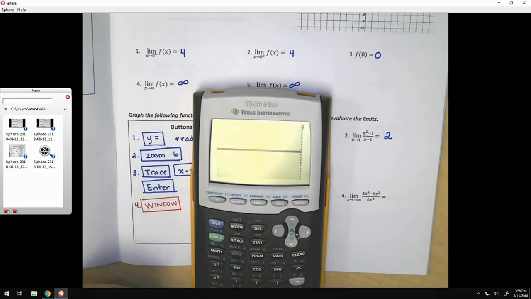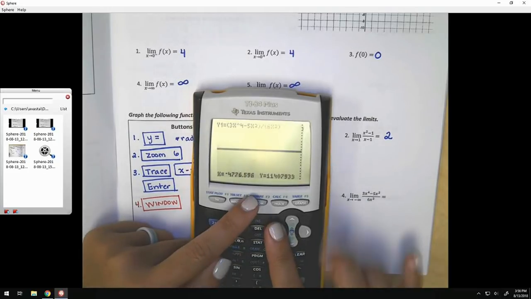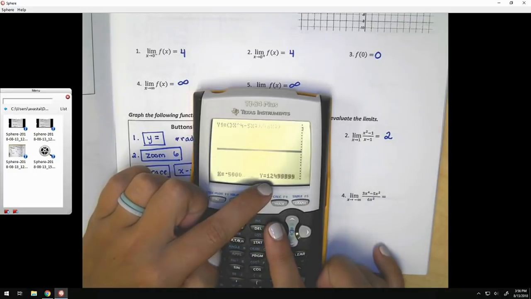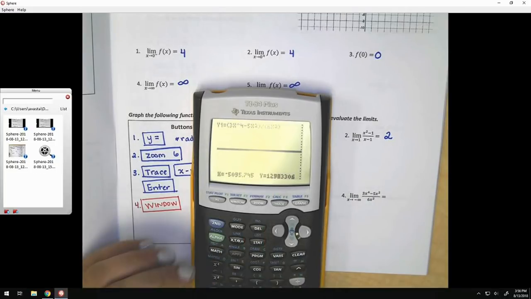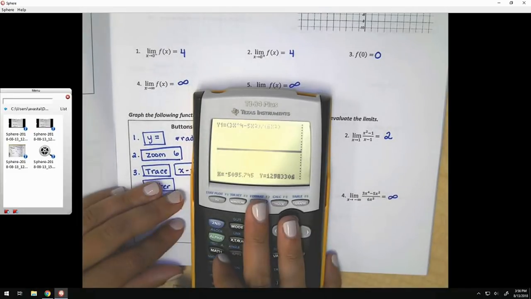I'm going to go to my graph and take a look at what's happening here. Now if I hit trace and start sliding more negative, hitting the left arrow, it looks like my y values just keep getting bigger and bigger and bigger. It's not the same number every time like it was in the previous problem. It's getting bigger and bigger. So that tells me that this answer would be infinity, because it's very, very big, positive numbers.